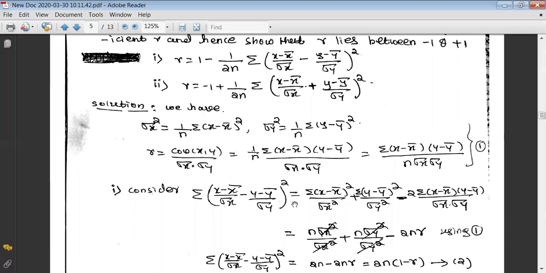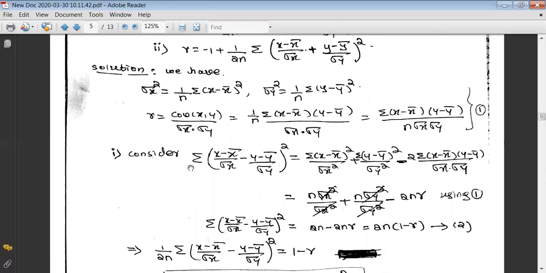And if you square this one according to the (a minus b) whole square formula, and if you implement the summation for each term, we get this as summation (x minus x bar) whole square divided by sigma x square, that is the square of the first part, plus summation (y minus y bar) whole square divided by sigma y whole square, that is the second part, minus 2ab, that is 2 times summation (x minus x bar) into (y minus y bar) divided by sigma x into sigma y.